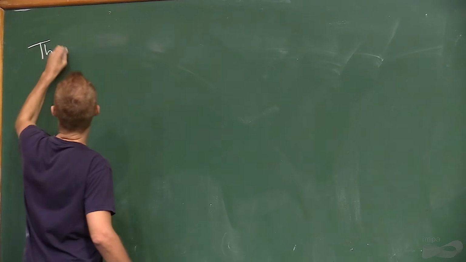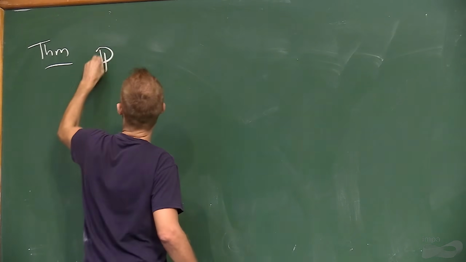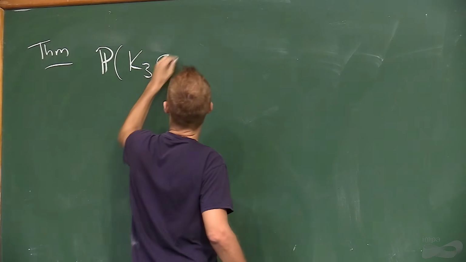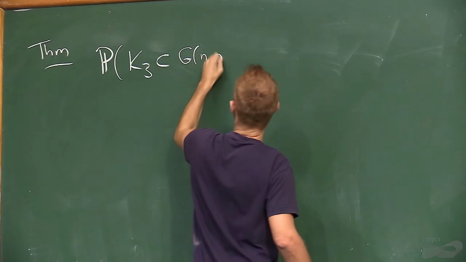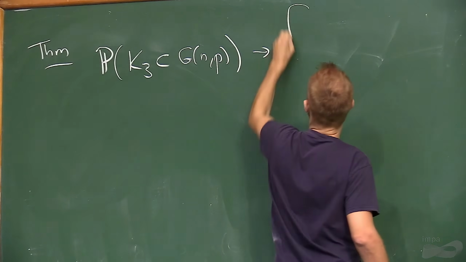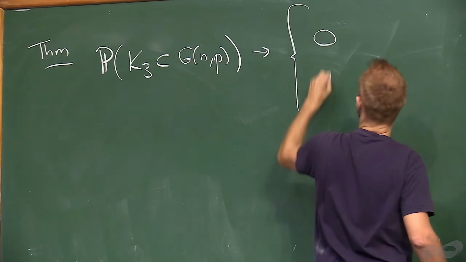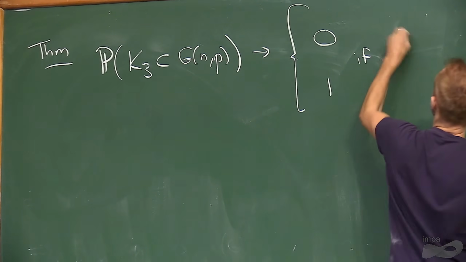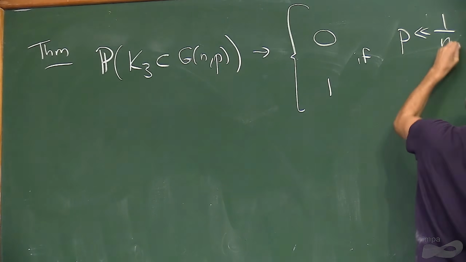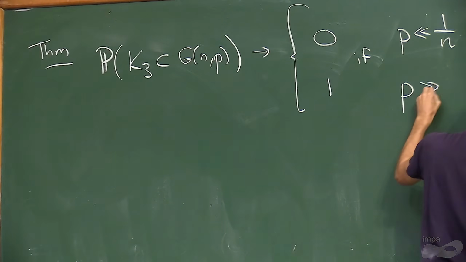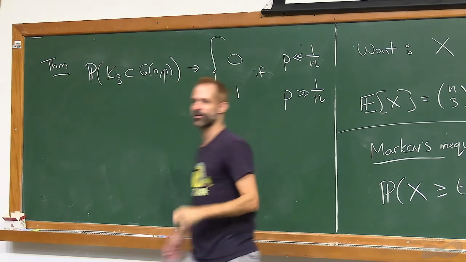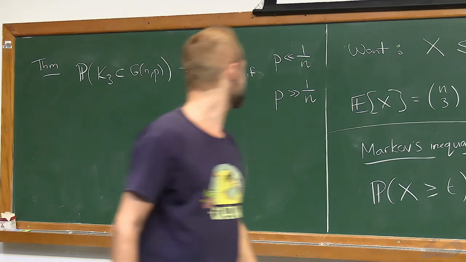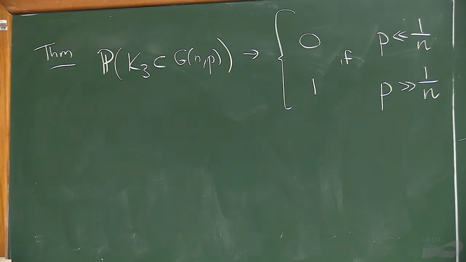So theorem: the probability there's a triangle in G(n,p) tends to 0 if p is much smaller than 1 over n, and tends to 1 if p is much bigger than 1 over n. Okay. Which of these two have we already proved?